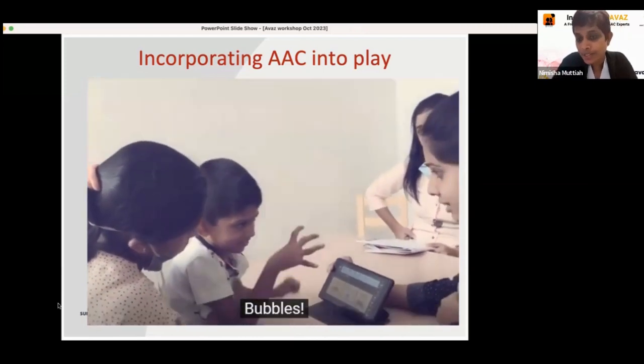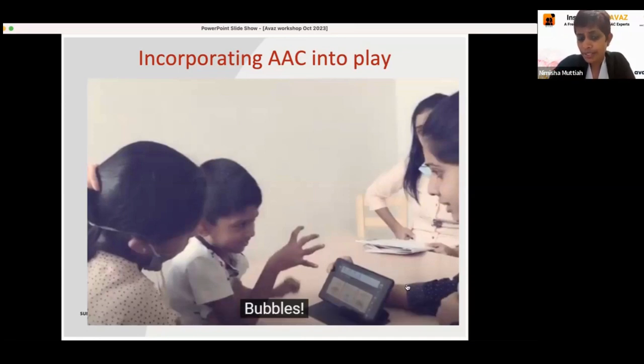So you can see the therapist is doing a really nice job modeling on Avaaz Sri Lanka, but also modeling gestures, right? So unaided as well. And so using a really nice example of total communication here, a multimodal communication, which is so important for some of the children who use AAC.